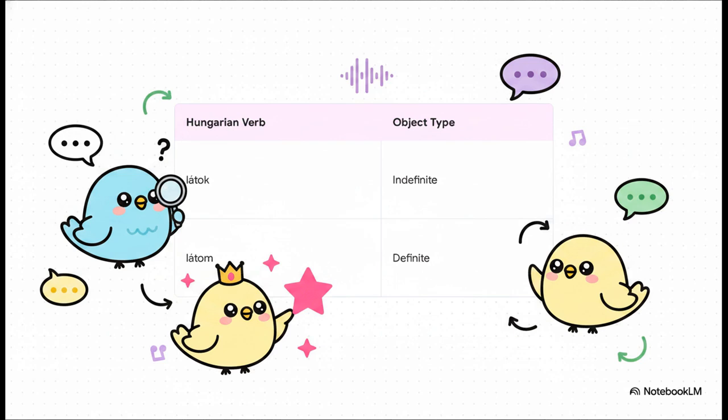And Hungarian verbs take this to an entirely different level. Hungarian doesn't just agree with the subject. The verb changes based on the definiteness of the object. For instance, én látok egy madarat means I see a bird. But if you say I see the bird, the verb actually changes its form to én látom. The verb itself is broadcasting whether the object it's targeting is a specific thing or just a general thing.